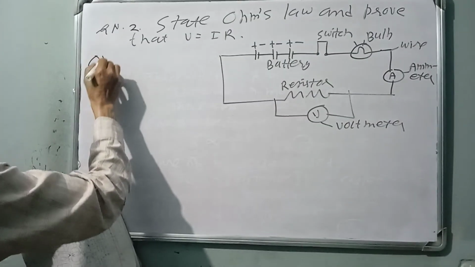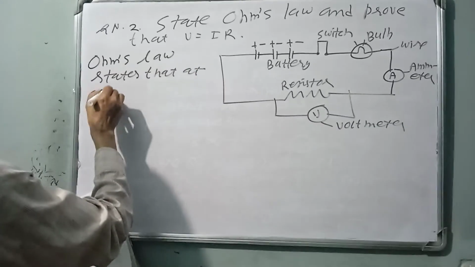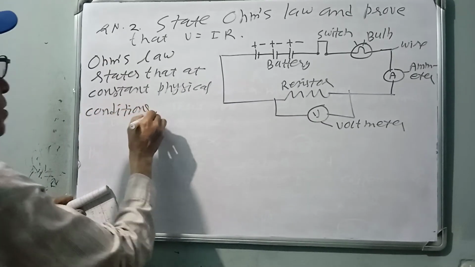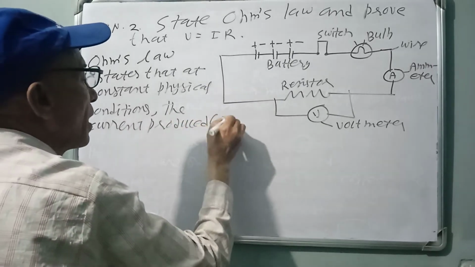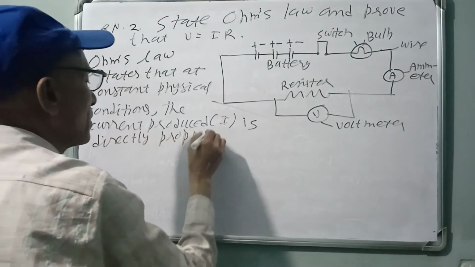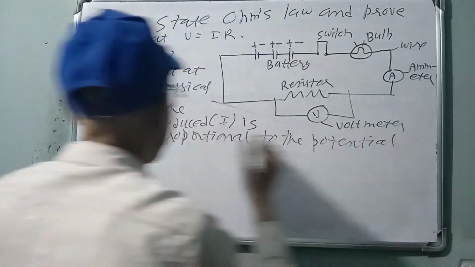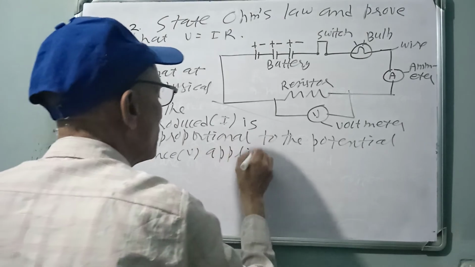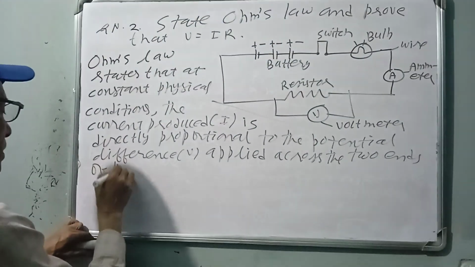So the statement: Ohm's law states that at constant physical conditions, the current produced or induced, I, is directly proportional to the potential difference, V, applied across the two ends of the conductor.